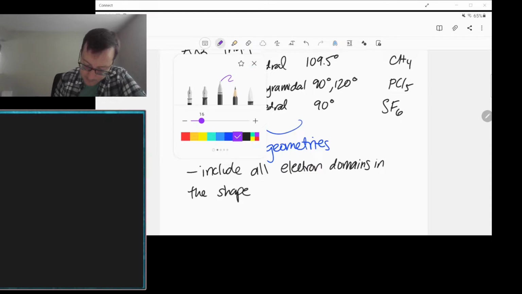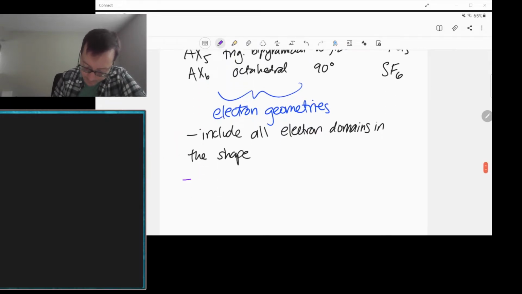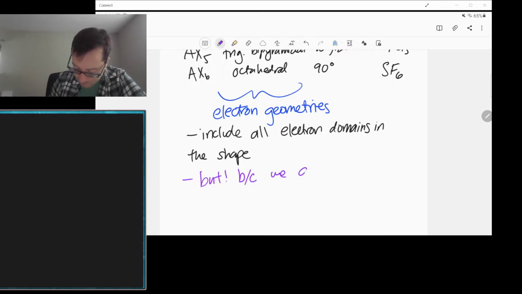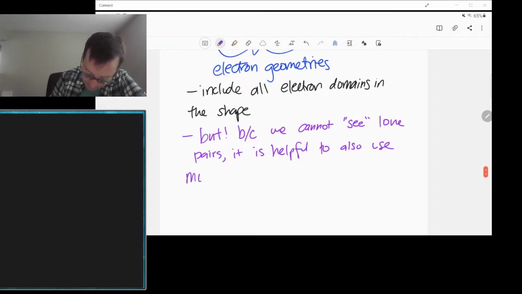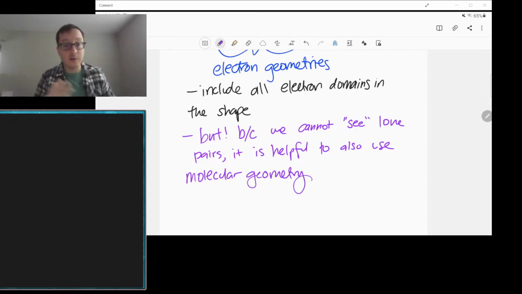But we're going to see that it's the best way to explain this. Because we cannot see lone pairs, it is helpful to also use molecular geometry. And we're going to see what those look like in a second.